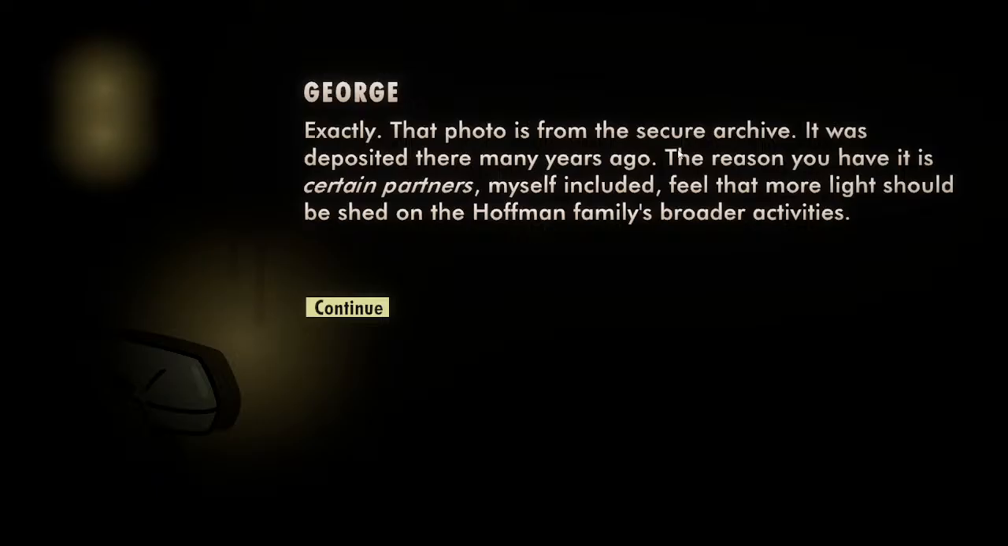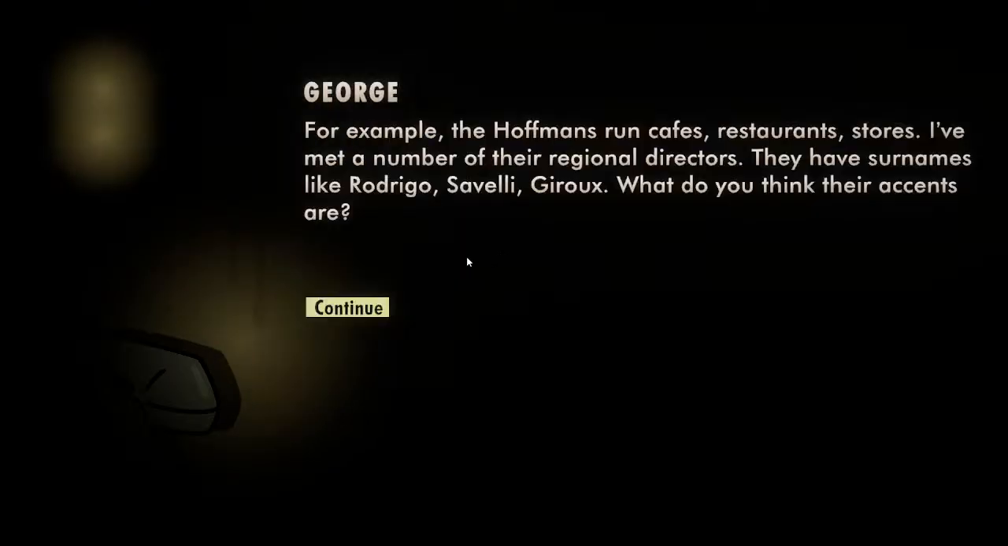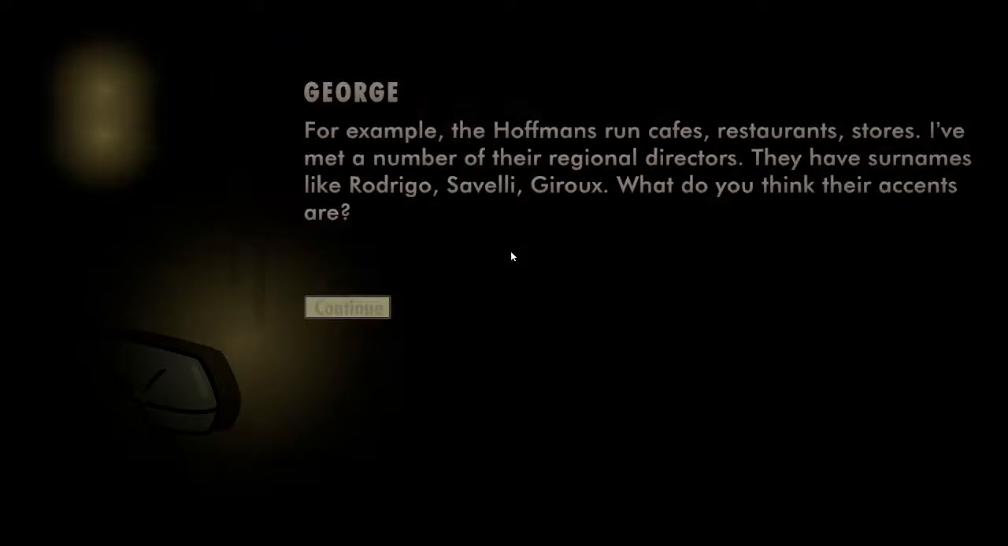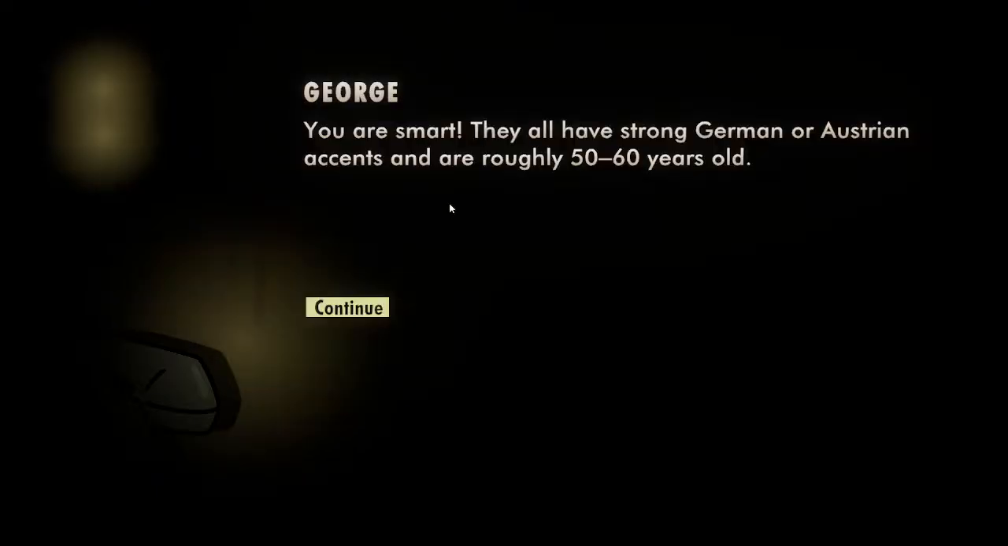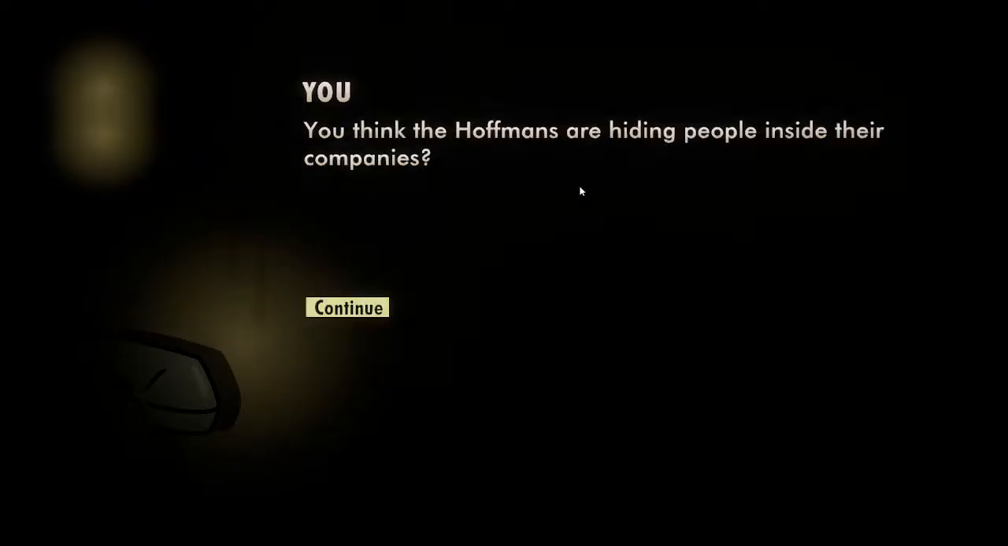That photo is from the secure archive. It was deposited there many years ago. The reason you have it is certain partners, myself included, feel that more light should be shed on the Hoffman family's broader activities. What are those broader activities? For example, the Hoffmans run cafes, restaurant stores. I've met a number of their regional directors. They have surnames like Rodrigo, Savelli, Giraud. What do you think their accents are? German? You are smart. They all have strong German or Austrian accents and are roughly 50 to 60 years old.